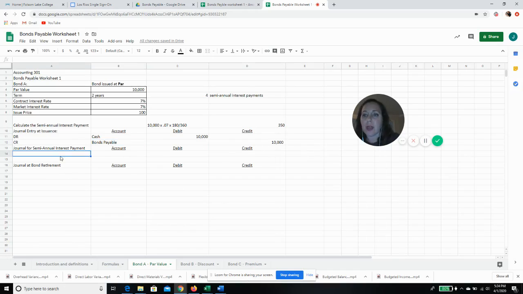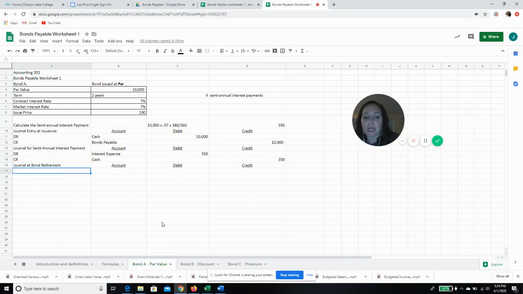All right, so now we're going to do the journal for our semi-annual interest payment. So we're going to debit interest expense, and it's going to be for the amount of cash that we're going to pay because it's a par value bond. And we're going to credit cash because when we make this interest payment, we always pay it in cash. And that's going to be for the $350 as well. So every 6 months, we'll make a journal entry to debit interest expense and credit cash for $350.